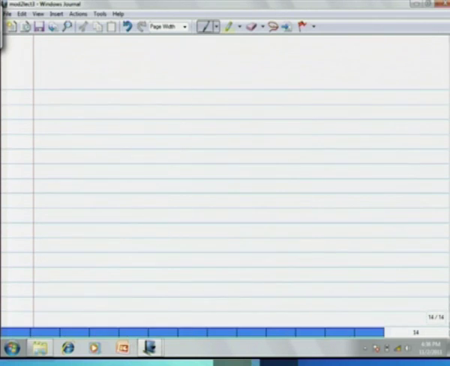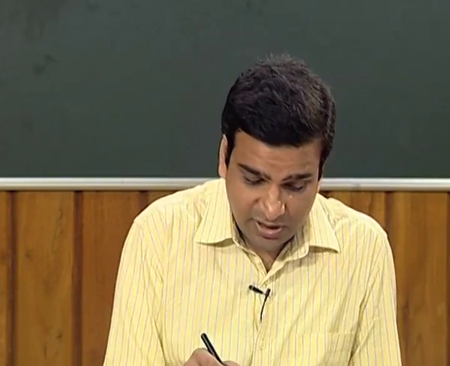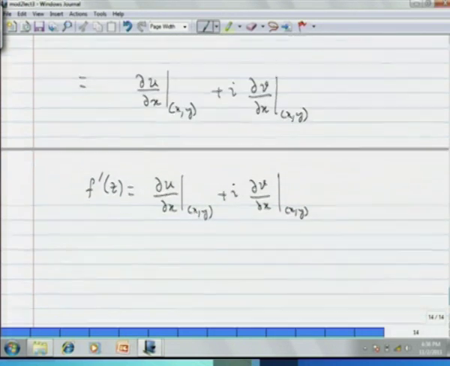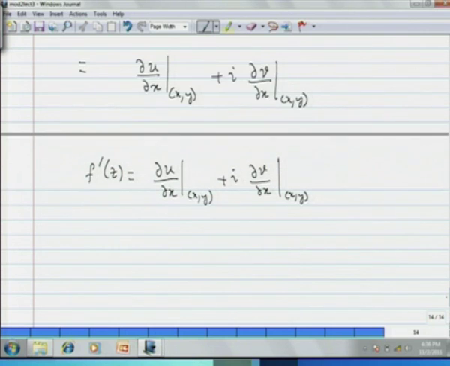So when h approaches 0 through purely real numbers, we see that f prime of z should equal ∂u/∂x at the point (x, y) plus i times ∂v/∂x at the point (x, y). Now let us suppose that h approaches 0 through purely imaginary numbers.